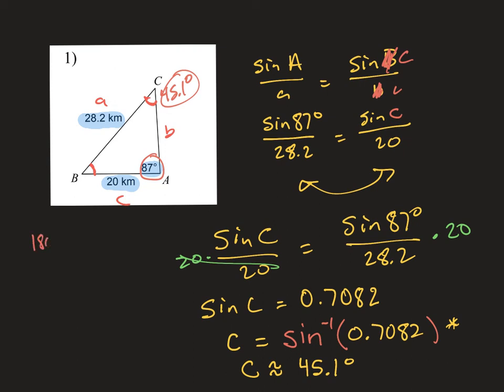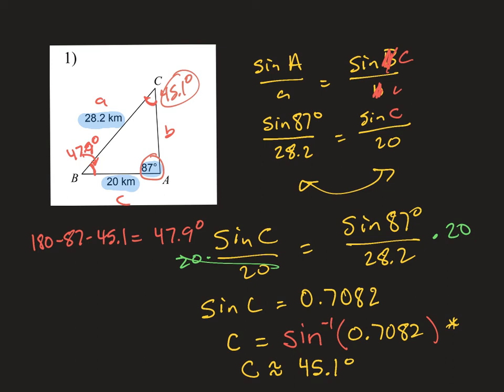subtraction. 180 minus 87 minus 45.1. That's going to give me my angle B, which is 47.9 degrees. All right, so that's angle B. So we didn't have to do any inverse trig functions to get that one. We just simply subtracted 47.9 degrees. So I have 87 degrees, 45.1, and 47.9.